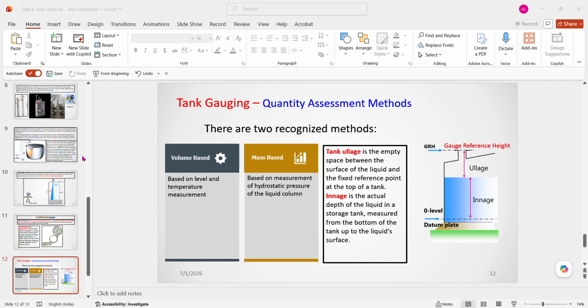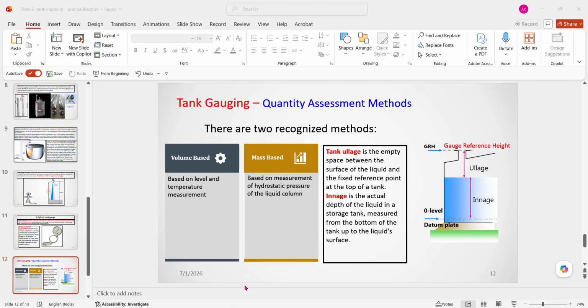These are the manual tank measurements. Earlier we were using a dip rod. You dip it inside the fluid, and it touches the bottom. Then you take it out, and the liquid adheres to the surface, and you come to know the actual level.